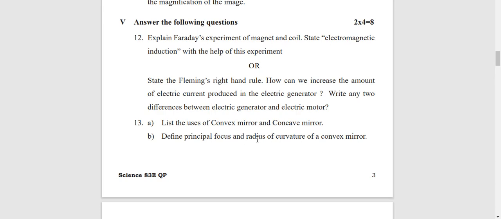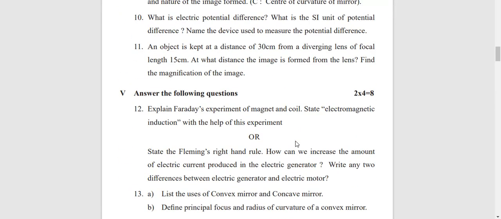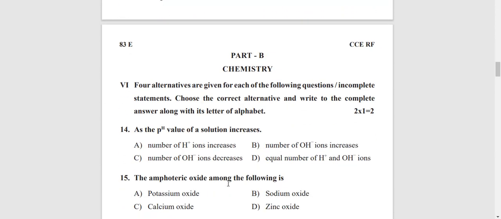Define principal focus and radius of curvature of a convex mirror. In this also we have to write the definition of principal focus, radius of curvature. So with this we have finished the physics section. Now let's come to our chemistry section, that is part 2.